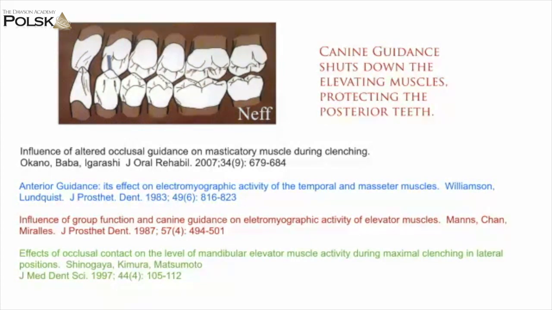And the reality is there are now hundreds of research articles that support the importance and the necessity of canine guidance and anterior guidance.